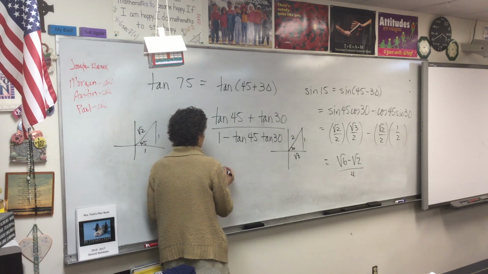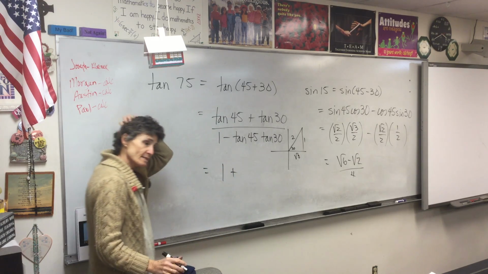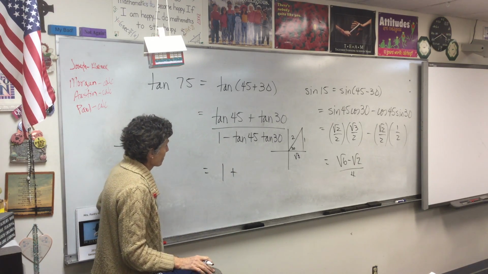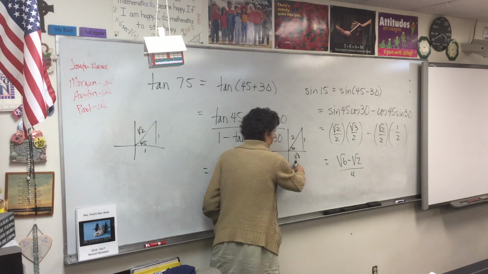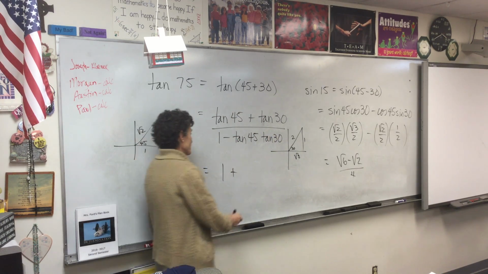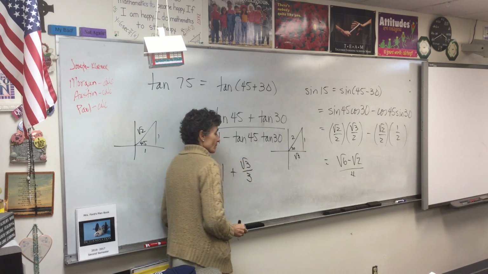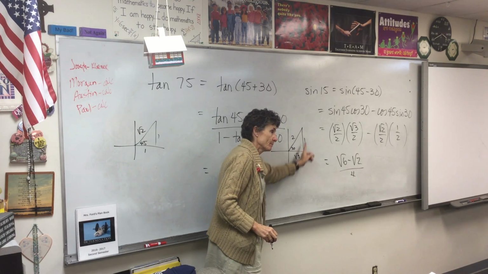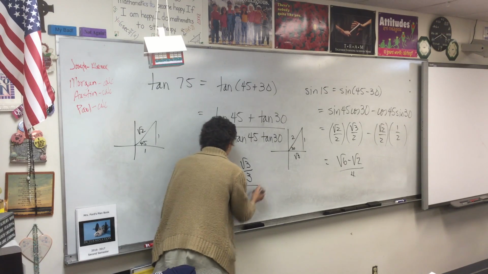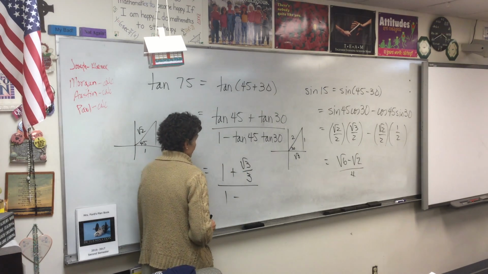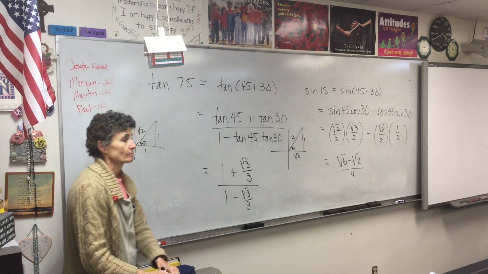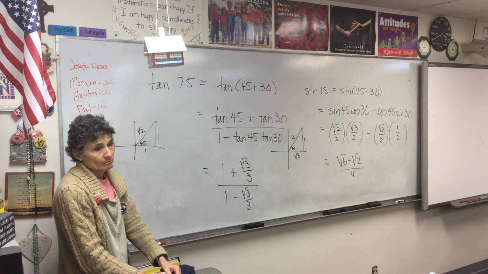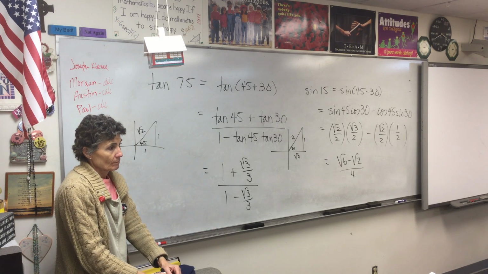So I'm going to plug in the numbers. I have 1 plus, okay, what's the tangent of 30? It's 1 over root 3, which is root 3 over 3. Kids, look, opposite over adjacent. Over 1 minus 1 times root 3 over 3. Everybody with me here? Now that's a mess.